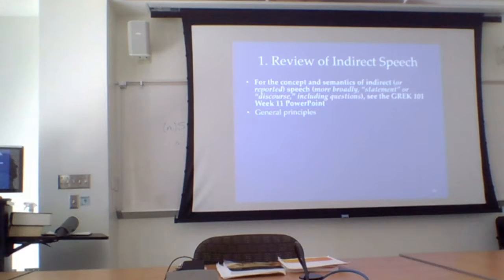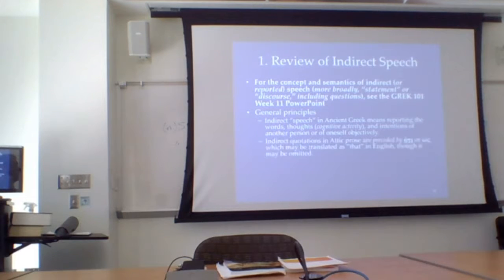Indirect speech, a couple of quick notes. Right, so you've had this before. Indirect speech, reported speech, statement, or discourse. Since we're not always talking about speech, we're talking about writing, that's a little bit pedantic, but indirect speech for all intents and purposes. Already introduced to you back in week 11. But, general principles. Indirect speech in ancient Greek means reporting the words, thoughts, and intentions of another person or of oneself objectively.